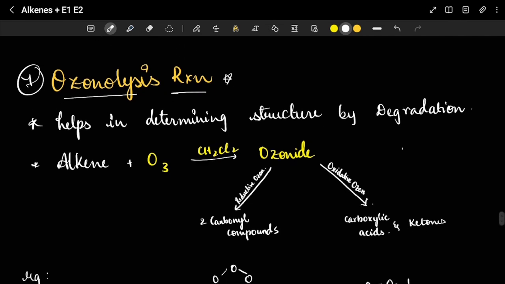Hello, welcome back. So today let us see the ozonolysis reaction. Till now, properties of alkenes is a big chapter. I'm just telling you before only. In alkenes we have seen hydrohalogenation, and then oxymercuration-demercuration, and then hydroboration followed by oxidation, and then let's see ozonolysis.